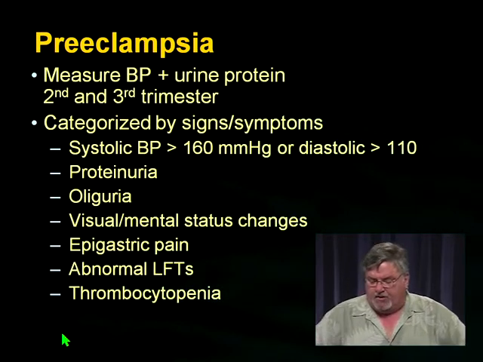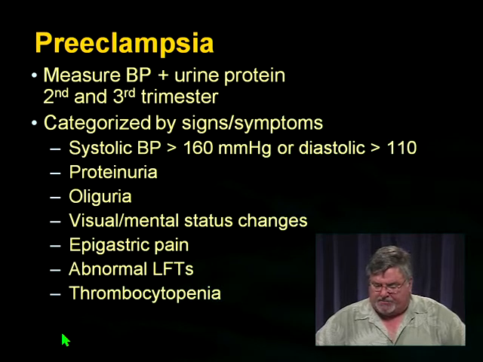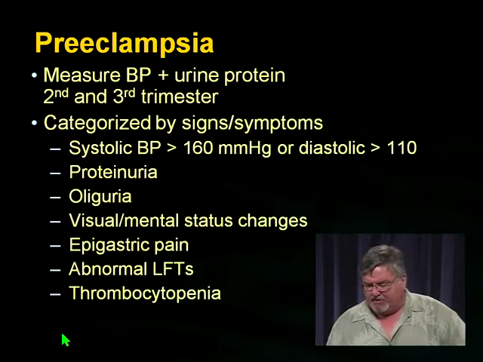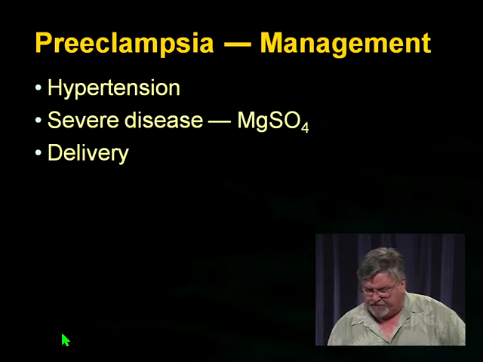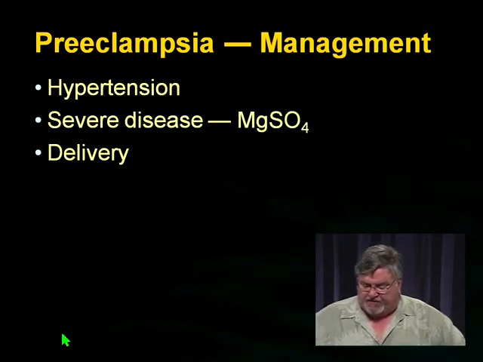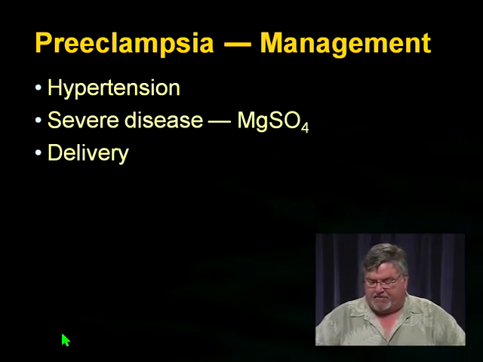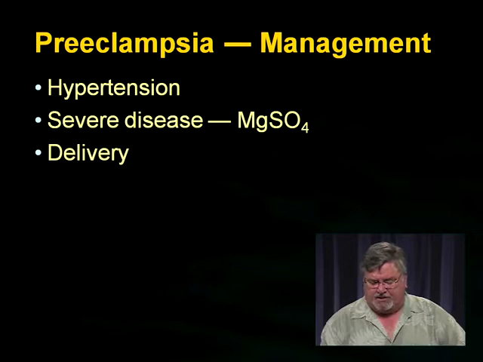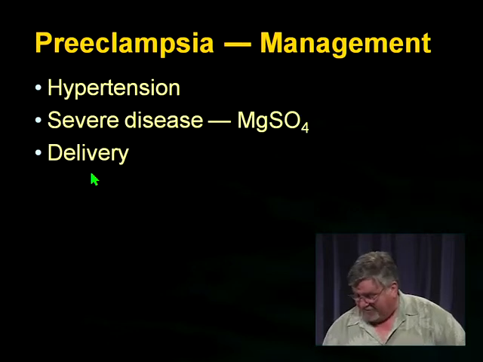Preeclampsia. So that's how we diagnose preeclampsia. Oddly enough, there is no laboratory diagnosis of preeclampsia. It's all clinical. So there are some clinical signs or symptoms. In severe disease, we give magnesium sulfate. But generally, much like many problems in obstetrics, the management of preeclampsia is delivery.